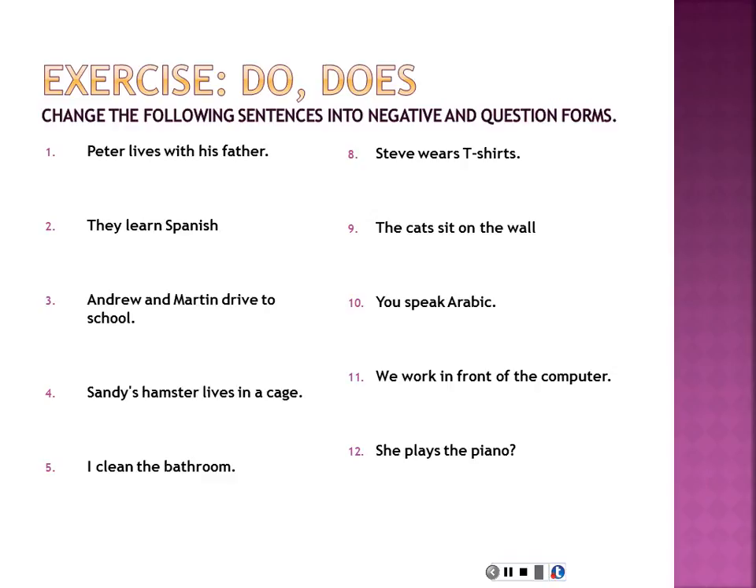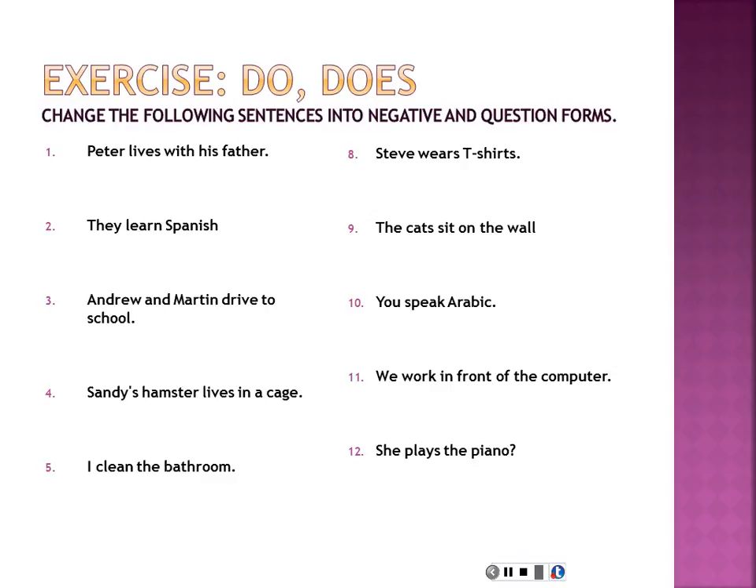So as you can see, if you look at all of these sentences, all of them have main verbs. So you have to use do or does. In this case, we do not use the verb to be because we have a main verb. So you can now stop the video.